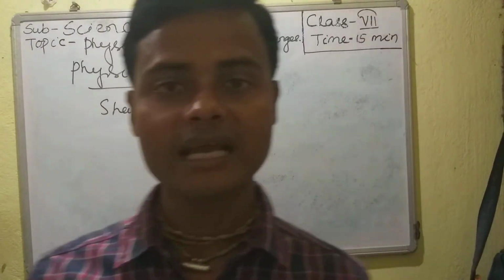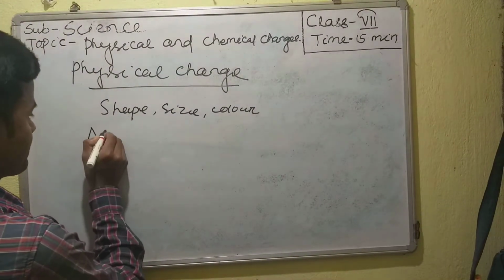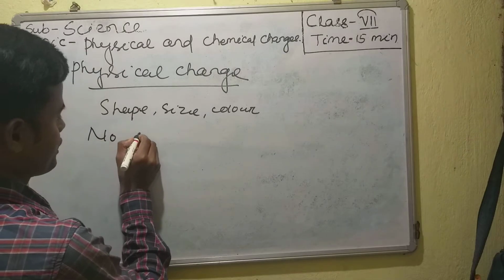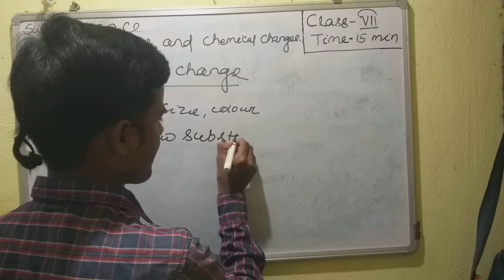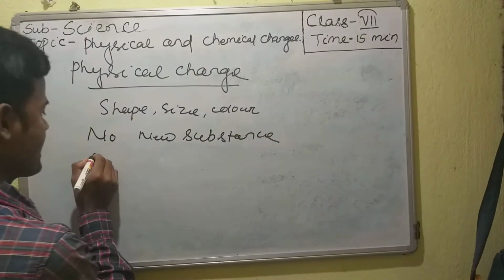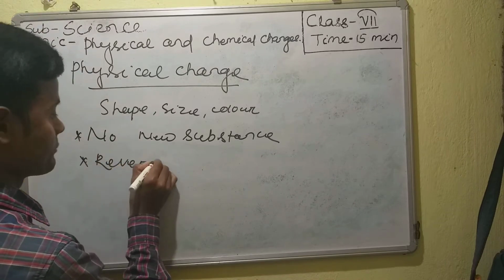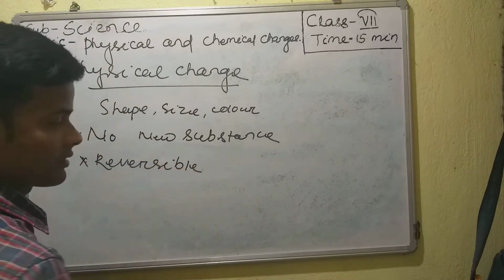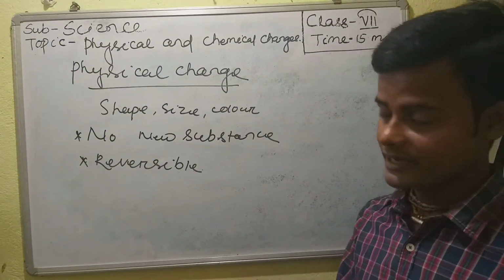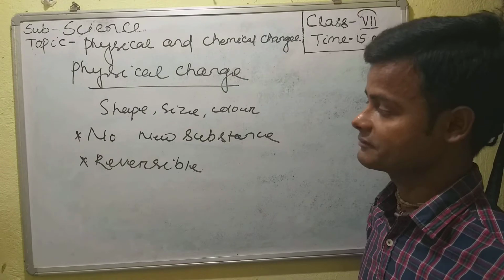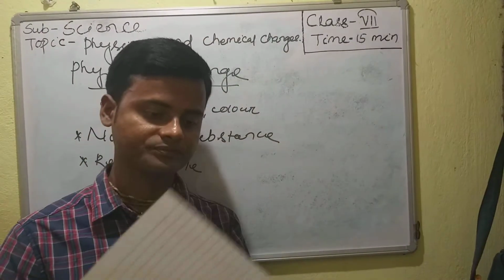And in these physical changes no new substance is formed, right? And these changes are reversible, right? Reversible means we can get the original substance again. For example, let us see by different activities how physical change is reversible.